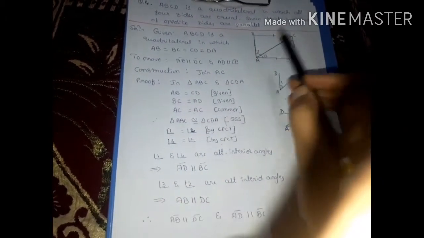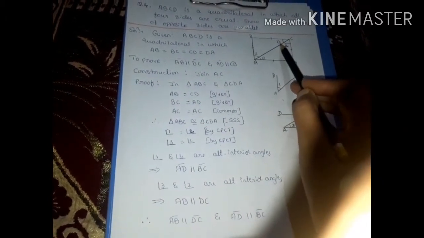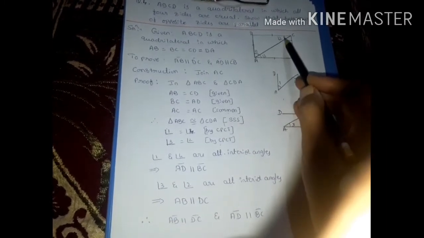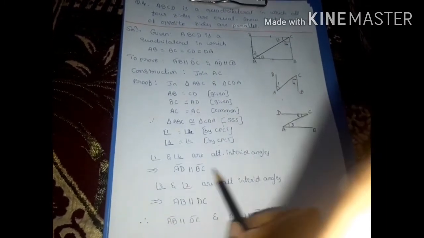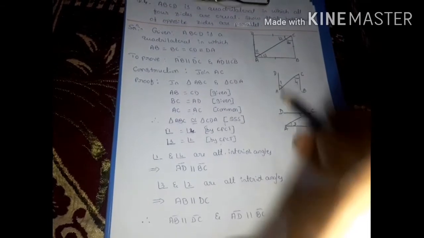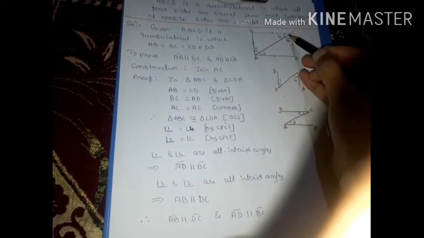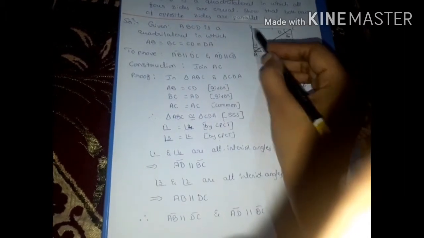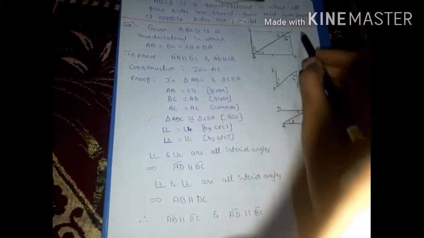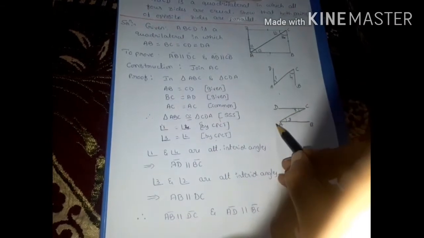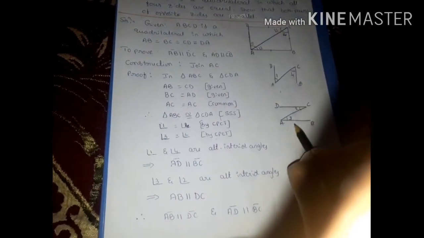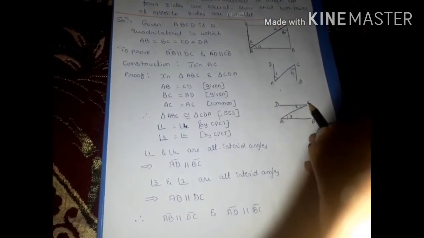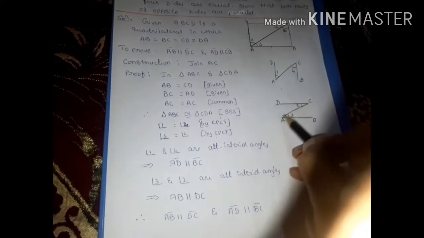Similarly, angle 3 is equal to angle 2, which are also alternate interior angles. Here consider this line, angle 3 and angle 2. These two lines are opposite sides and this acts as a transversal. Here in the sub diagram I showed, AB and DC, with AC as a transversal.